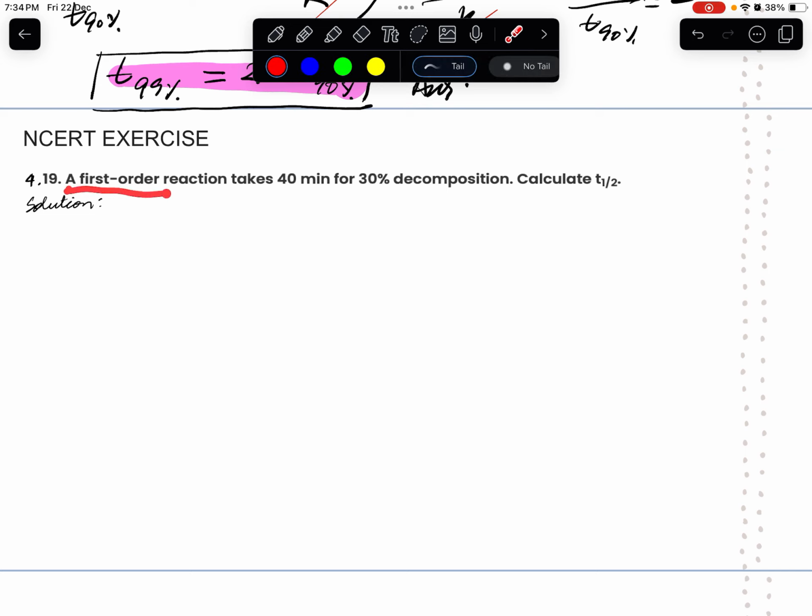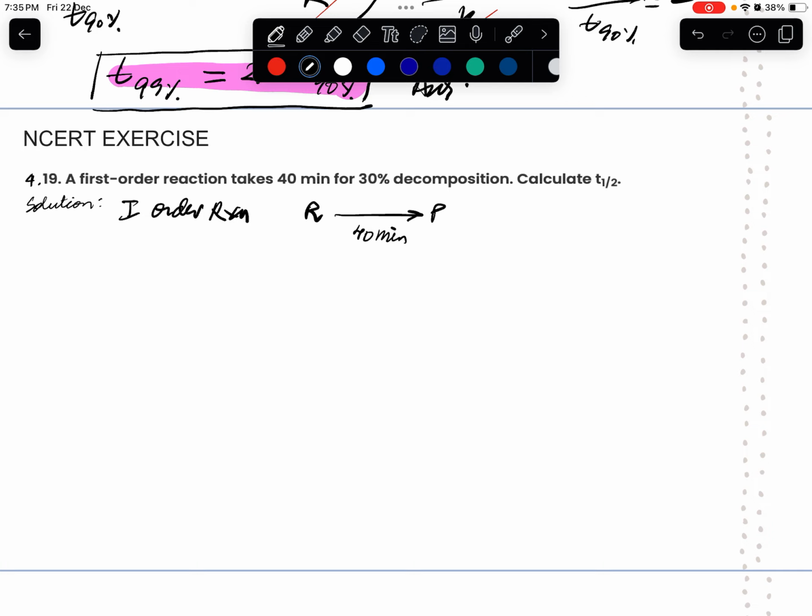Come to 4.19. Here they have given that a first order reaction takes 40 minutes for 30% decomposition. Calculate T half. The very first information given is again that it is a first order reaction. For example, we have a specific reactant and it is decomposing into some product. For this decomposition, it is taking 40 minutes, and the decomposition is 30% decomposition. What is the meaning of 30% decomposition?